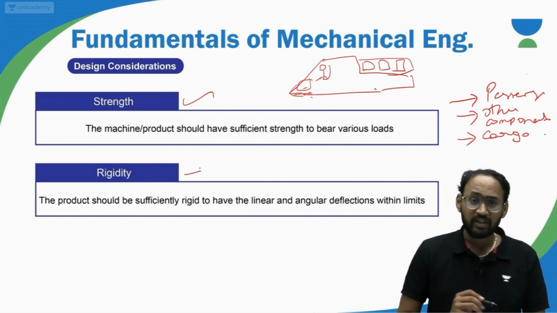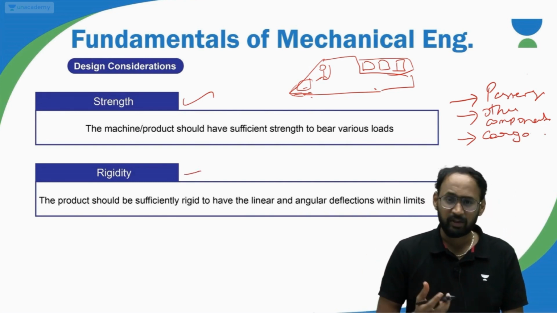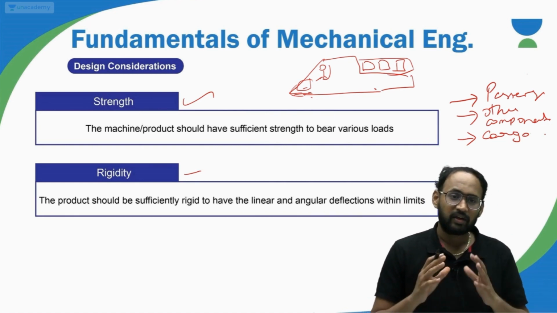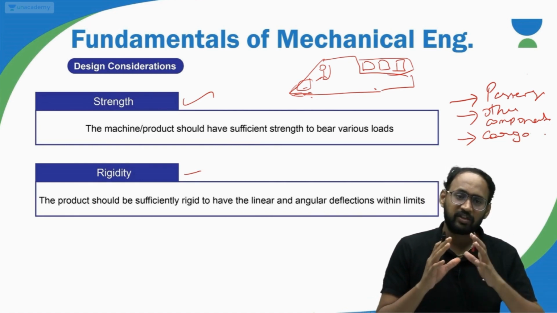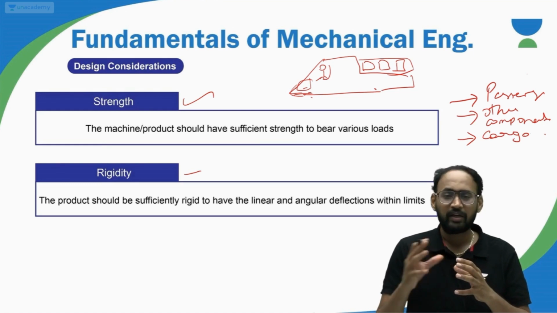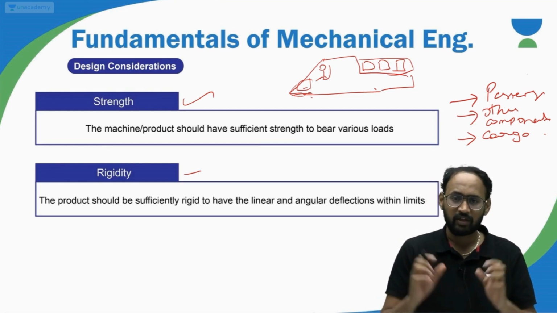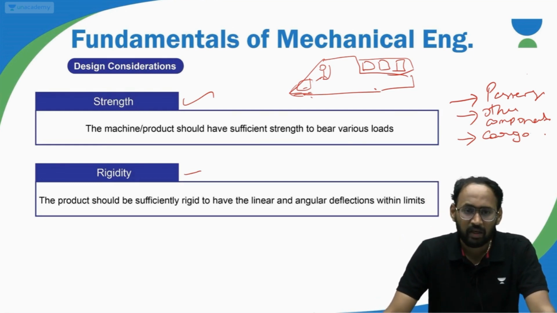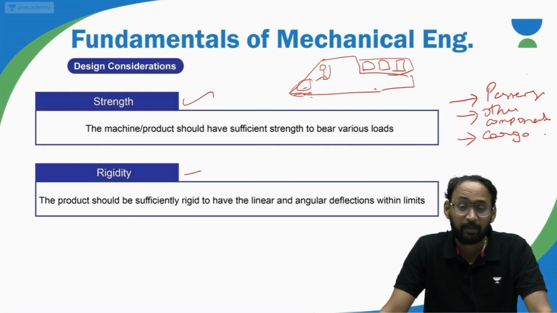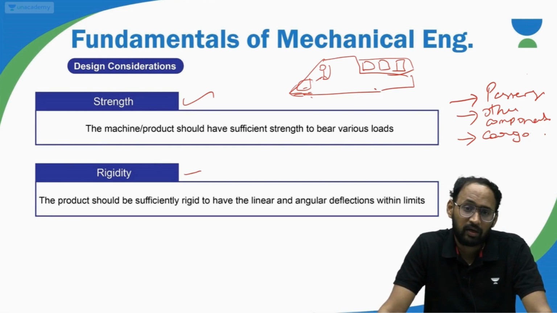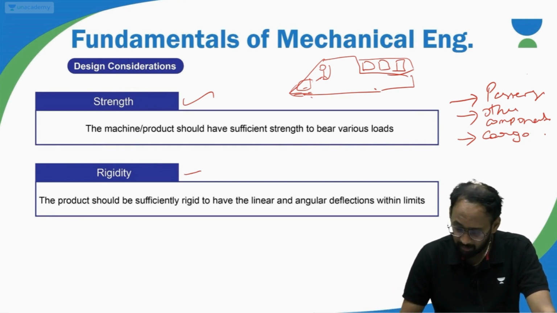Okay, let's touch upon rigidity. So rigidity is just the opposite of flexibility, right? So here we are saying that the product should be sufficiently rigid to have a linear or angular deflection within the limits. Okay, so it again depends on the product. Now let's take the same example of an automotive chassis. Let's take an example of a car.